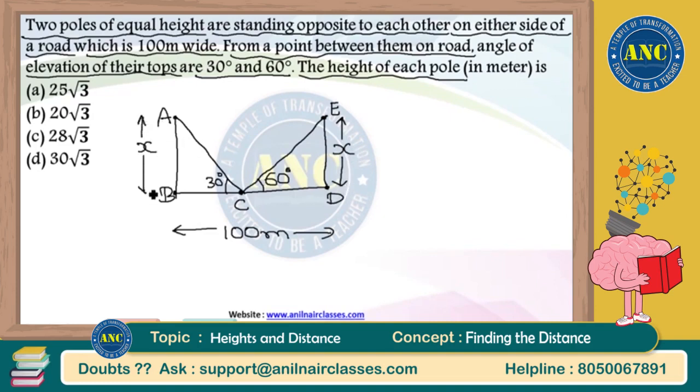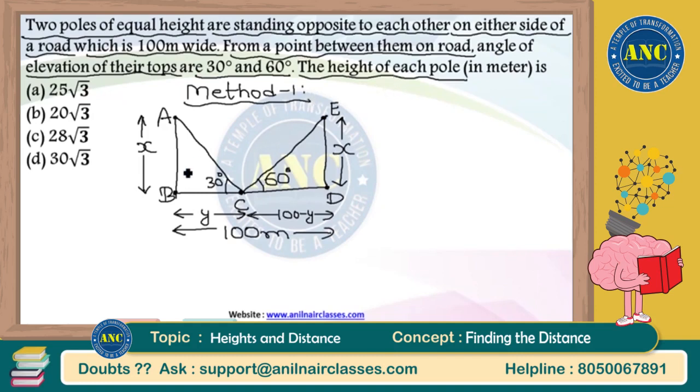X value is what I am very interested in finding in this question, and I don't know this BC value also. BC value I will call Y. Out of the entire BD of 100, if BC is Y, CD will be 100 minus Y. Sir, why are you using all these variables, which is the textbook method? I want to show you the importance of method 2, sir. Method 1 will give you the answer, but not in the best possible way.